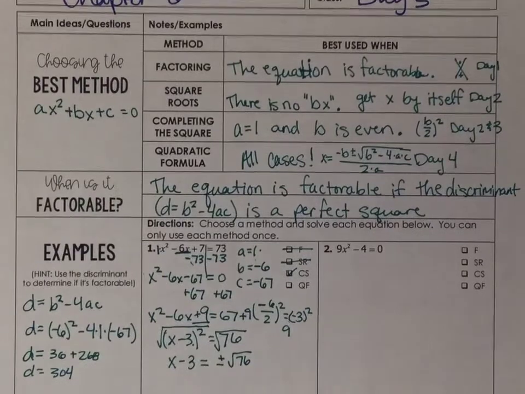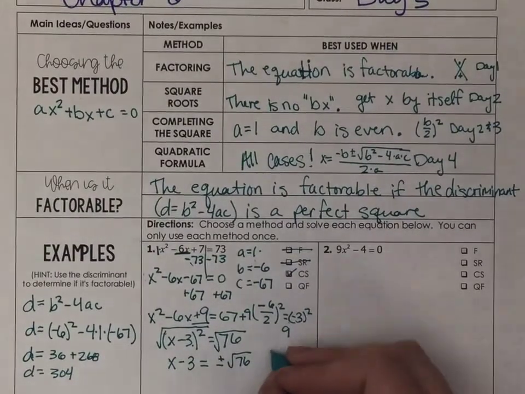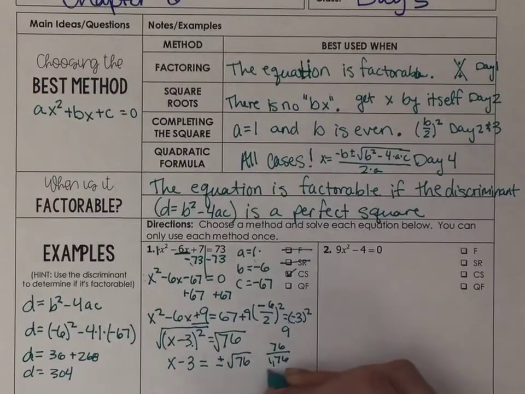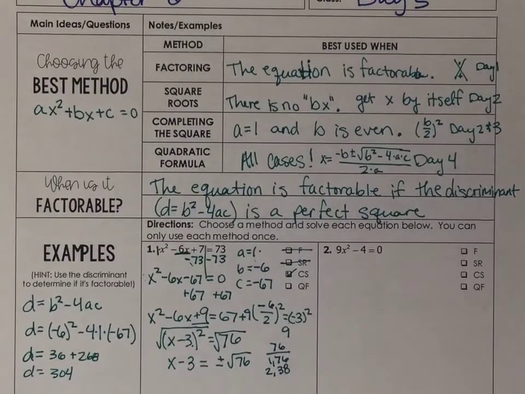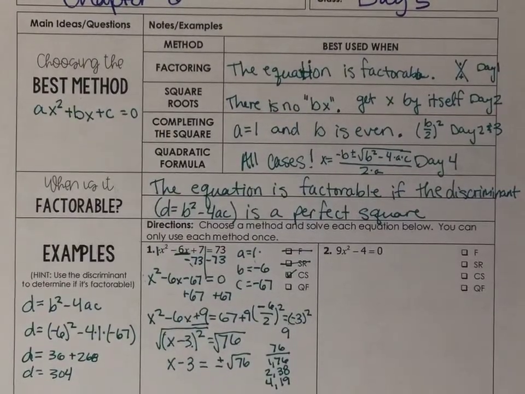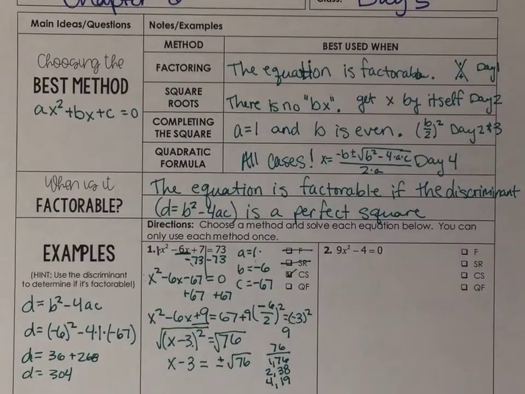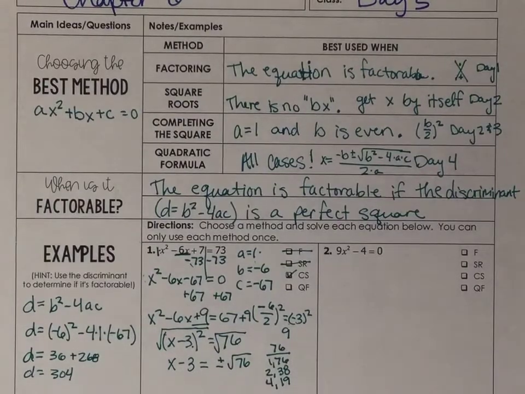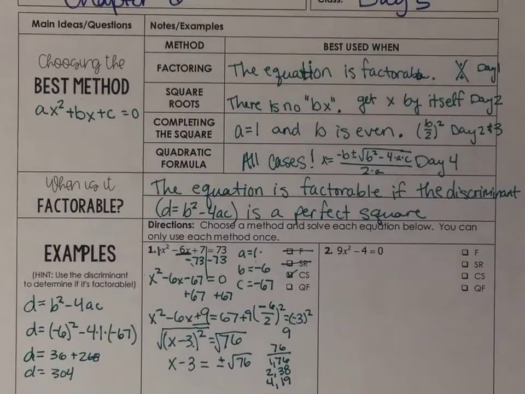And so we'll want to list the factors of 76 just to make sure that we don't have any perfect squares in there. So we've got 1 and 76, 2 and 38, 4 and 19, and I do believe that that would be it. There are no perfect squares that are factors of 76, and so we would be able to just leave this as square root of 76 with that plus minus.